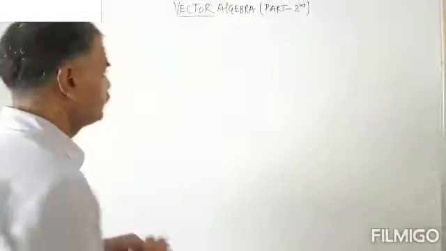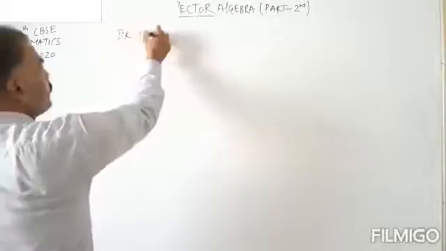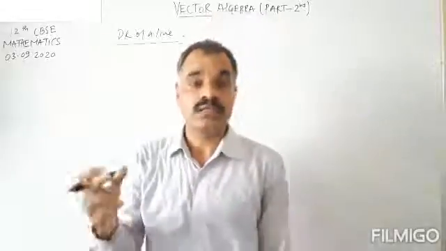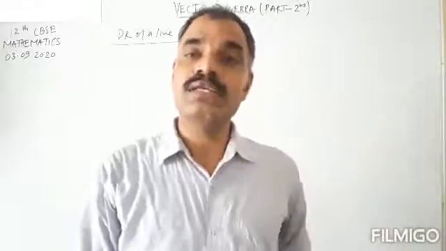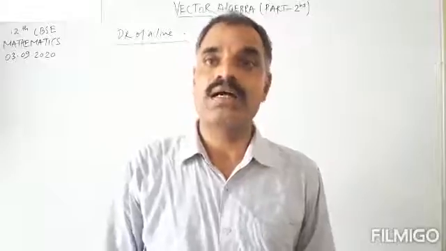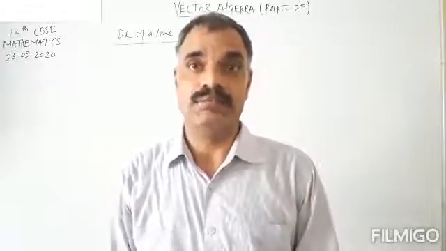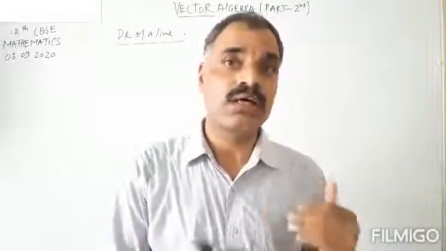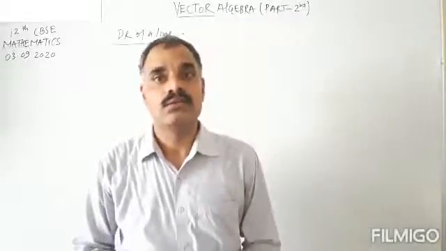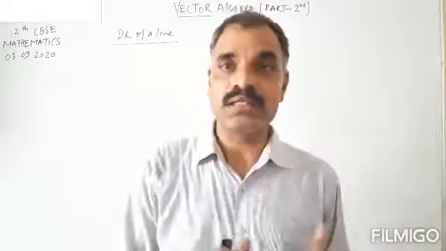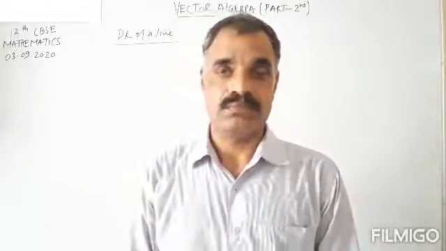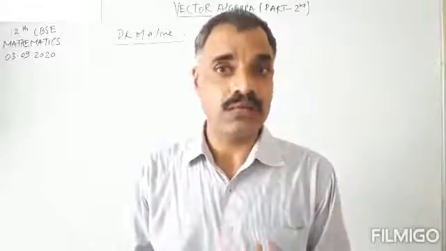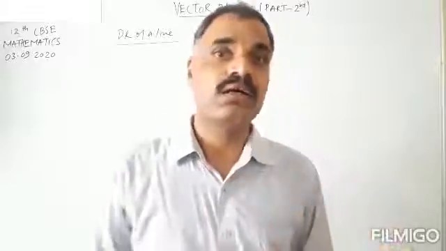Direction ratio of a line. What does it mean? The direction ratios of a line are real numbers which are directly proportional to the direction cosines of the given line. Do you understand? Direction ratios are the real numbers which are directly proportional to the direction cosines of the given line.